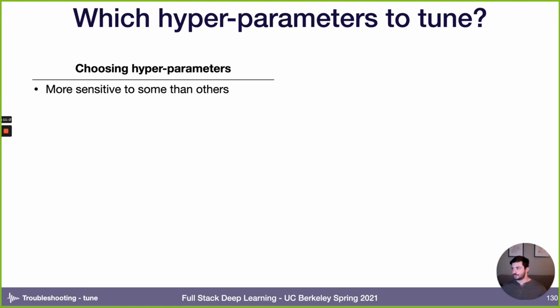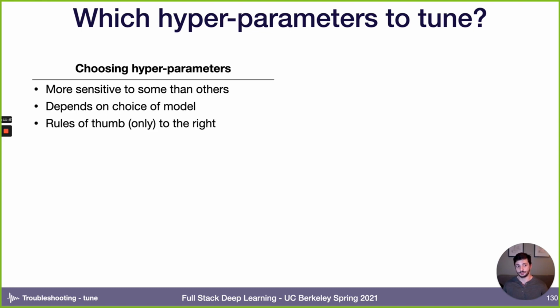So a few things to note here. One is that, for better and for worse, models tend to be more sensitive to some hyperparameters than they are to others. So there's more bang for your buck, generally speaking, in tuning some of your hyperparameters than other hyperparameters. Unfortunately, which hyperparameters your model is most sensitive to depends on a lot of things, including the choice of model, the choice of data set, and the other hyperparameters that you're tuning. So that's the bad news.